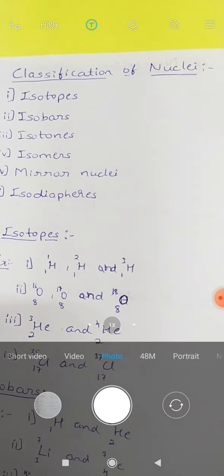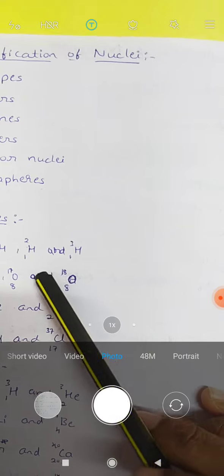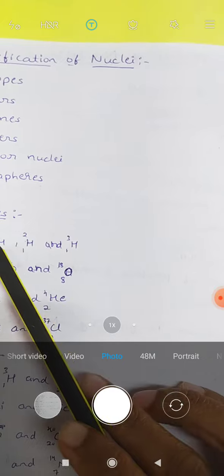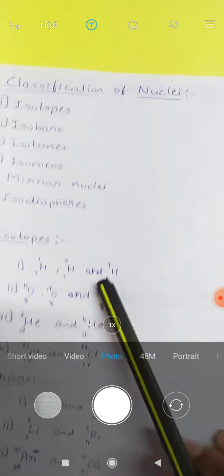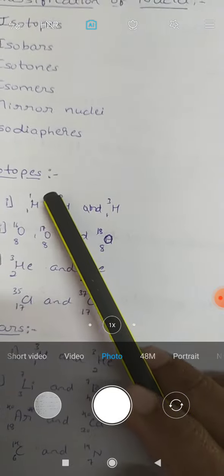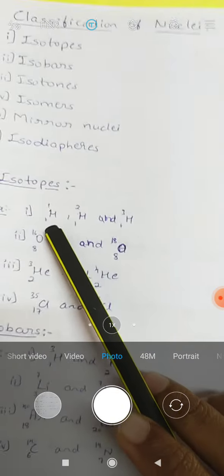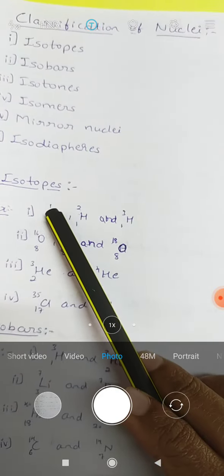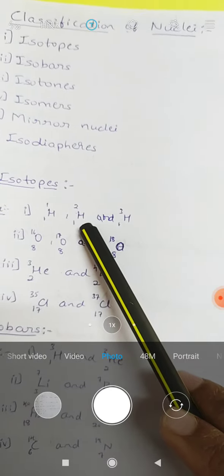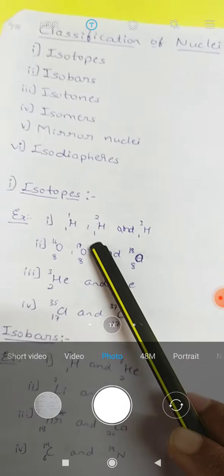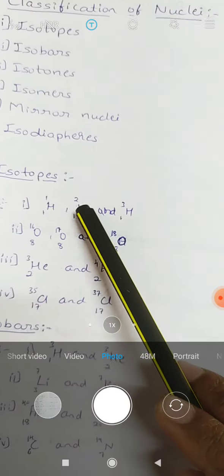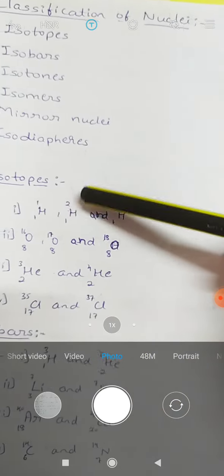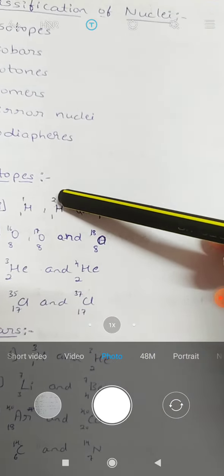For example, in case of hydrogen atom H, its atomic number is taken as 1, with its mass number taken as 1, 2, 3. This is the first example of the isotope. In the first case, it consists of one proton with no neutron. In the next, H with mass number 2, it consists of one proton and one neutron, because 2 means 1 plus 1.